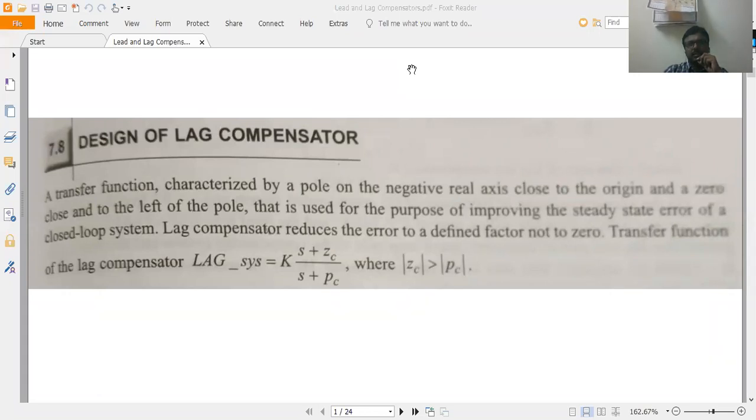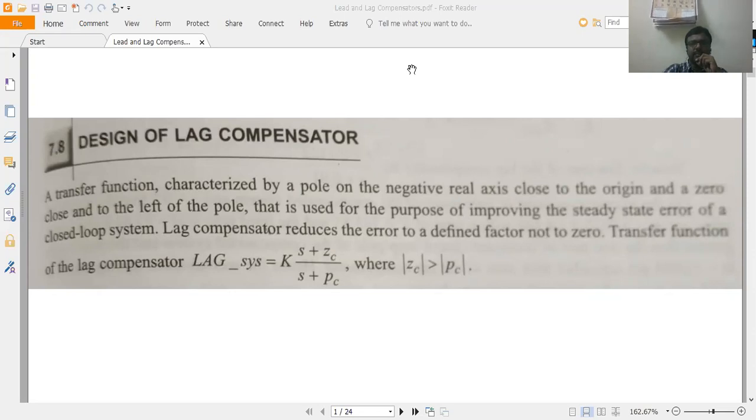As far as the compensator is concerned, if the zero value lies a long distance from the origin and the pole value lies near the origin, then that particular transfer function is called a lag compensator.